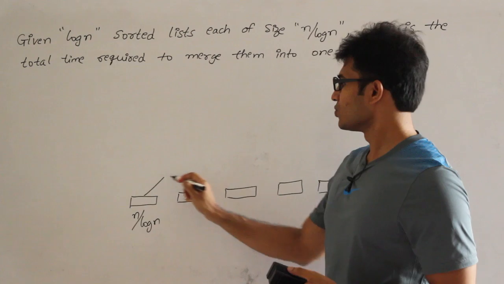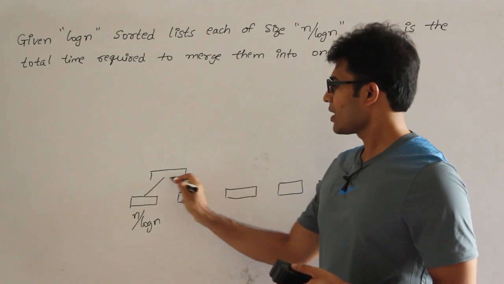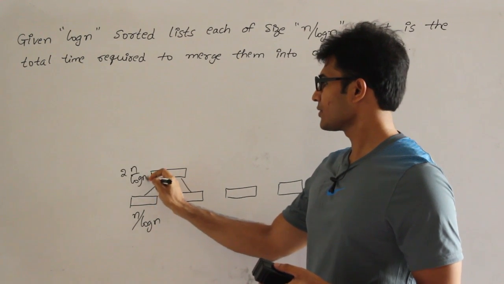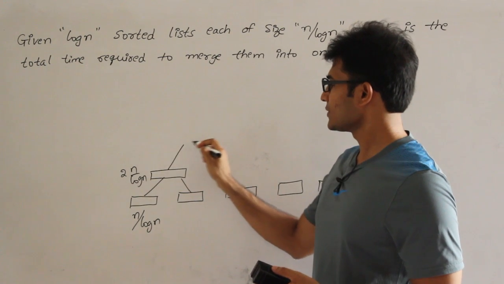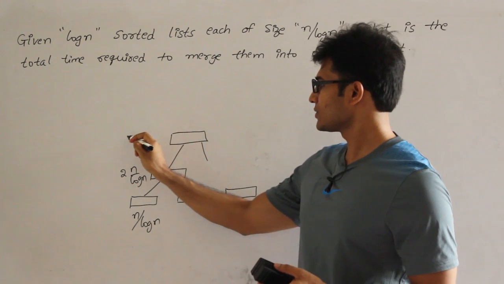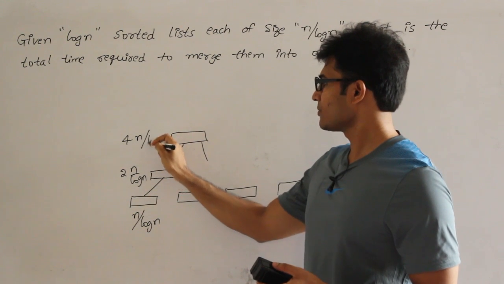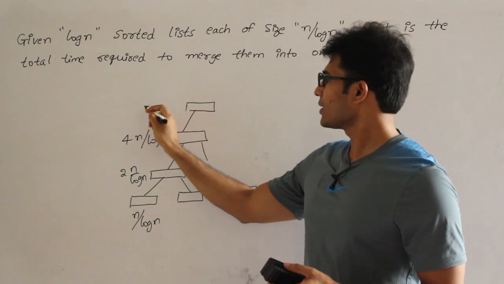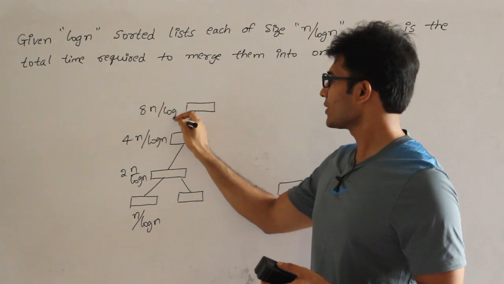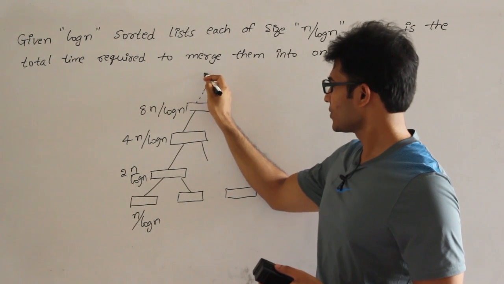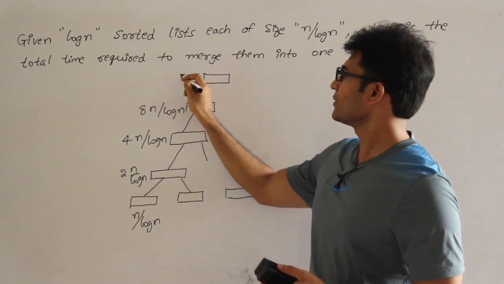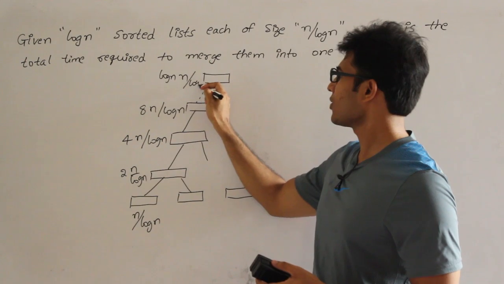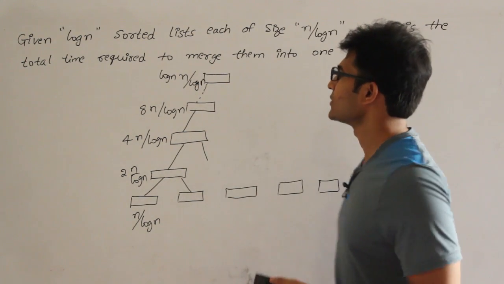Now when I merge 2, then what do I get? I get a list whose size is 2 into n by log n. And when I merge two such lists, at the next level I get a list whose size is 4 into n by log n. And then I get 8 into n by log n, and finally I am supposed to get n. How can I write it? Log n into n by log n. Then I am going to get all the n elements.